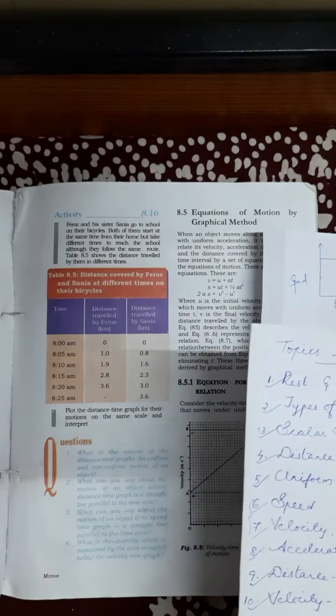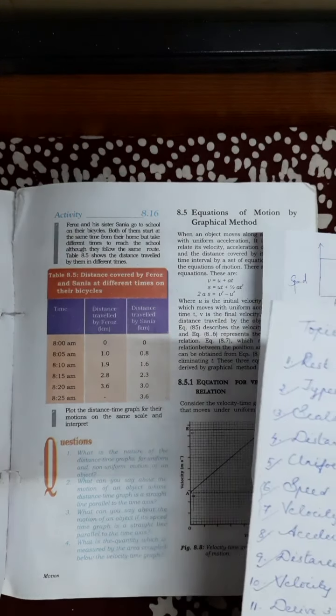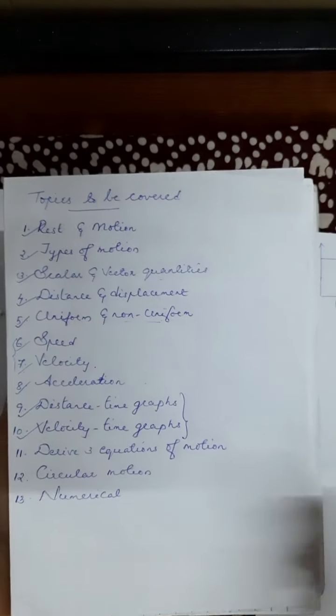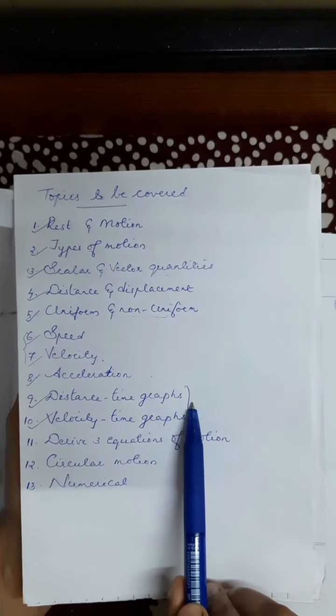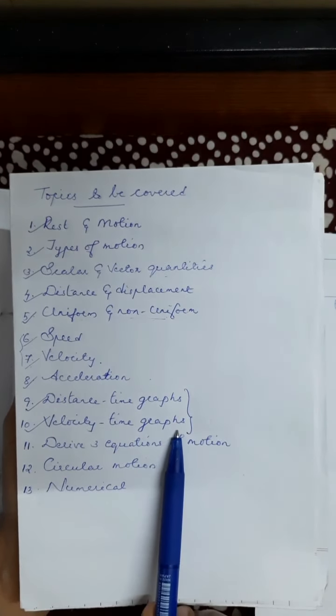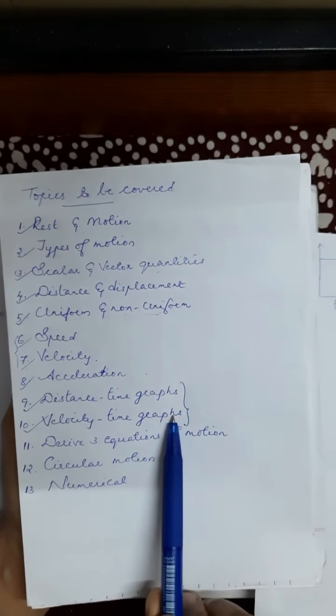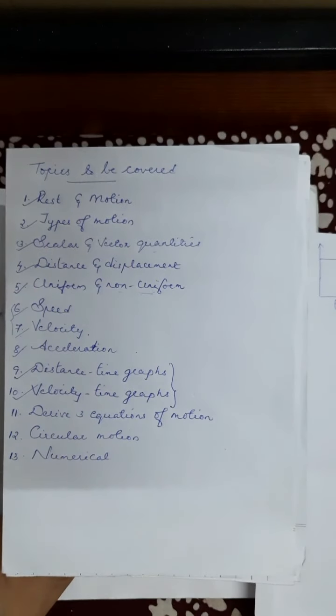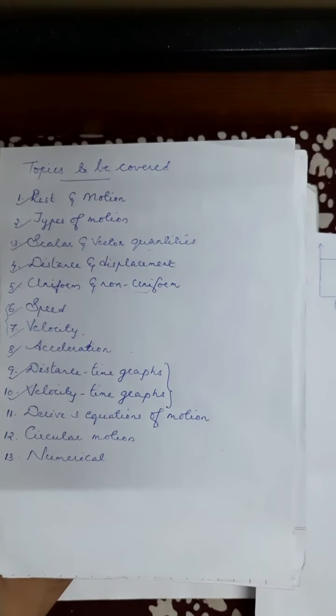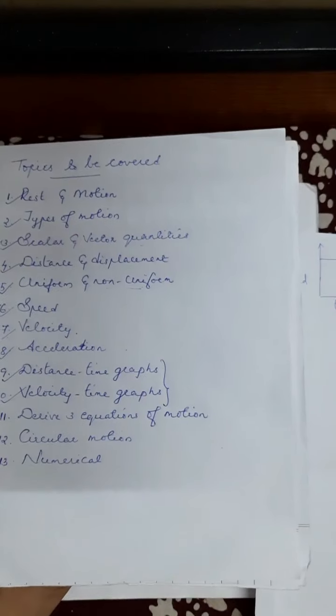So I hope you have written all these homework answers in your notebook and made your own notes based on the graphical representation of motion. Last class we discussed graphical representation of motion, under which we saw distance time graphs and velocity time graphs. Today we are going to derive three equations of motion based on the velocity time graph. Okay, let us start.